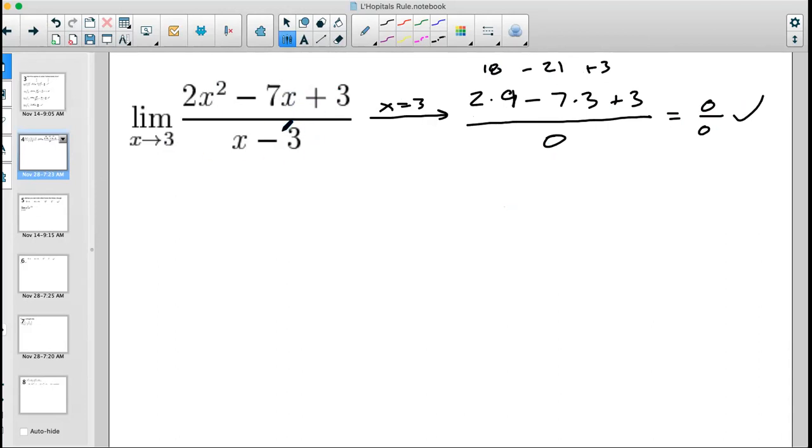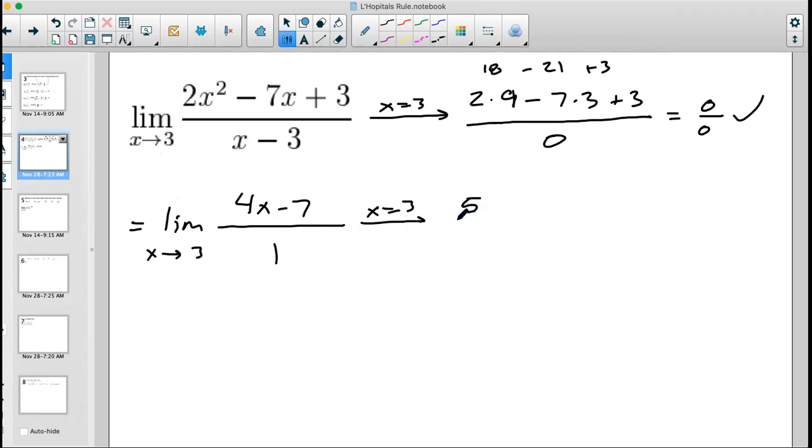The point of this example is to show you how L'Hopital's rule works. Again, L'Hopital says that this limit is equal to the limit of the derivatives of the top and the bottom. The derivative of the top here is 4x minus 7. The derivative of the bottom is just 1. So now I can try plugging in 3 again, and I get 12 minus 7 is 5 over 1, which is 5. So this limit equals 5. And that's how you do this. You get 5. 5 is the answer.